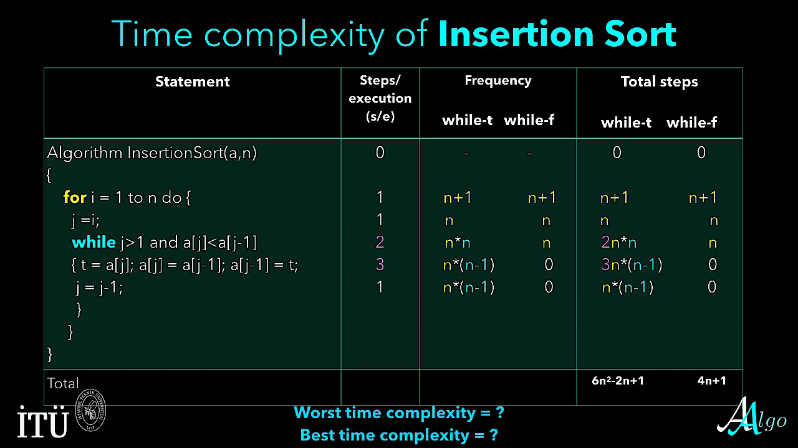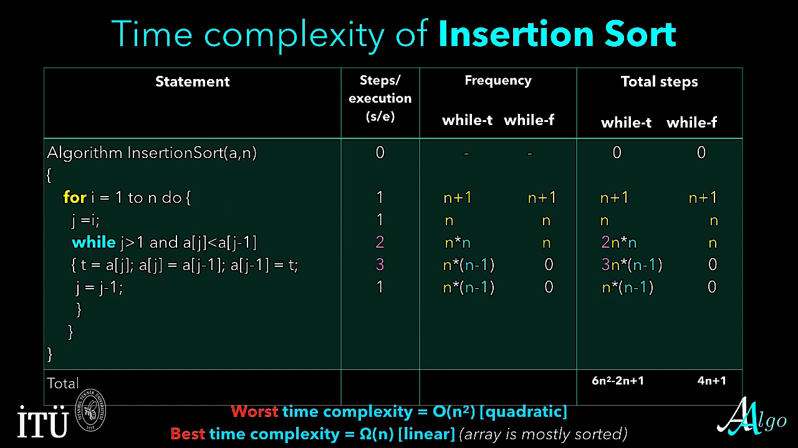It's quite easy. So we know that insertion sort has 2 time complexities, right? So the worst time complexity is in the order of n squared, that's quadratic. And the best time complexity is in the omega, if you remember the notation. It's linear. And when does this happen?